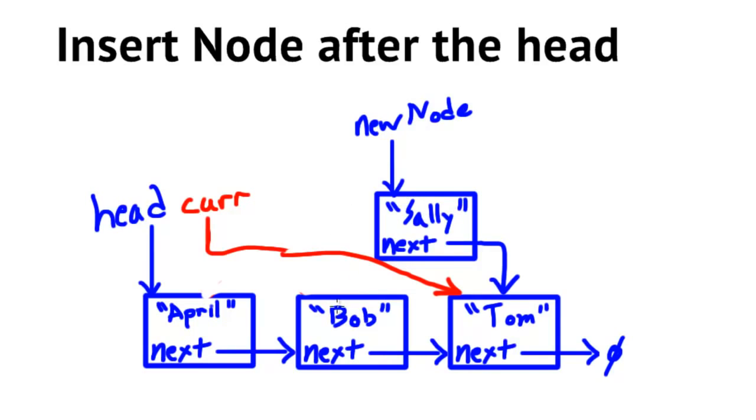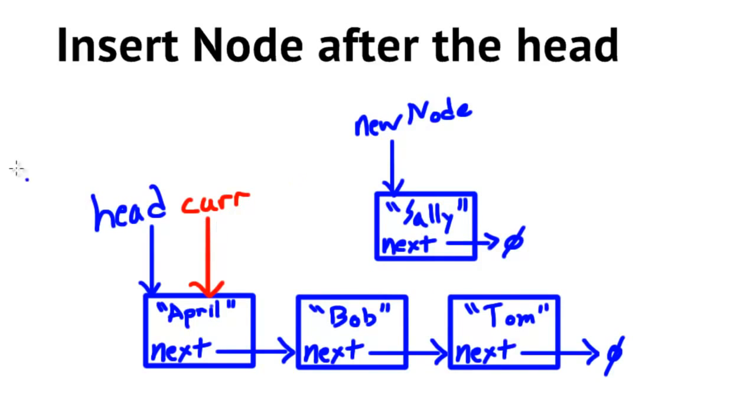We don't have a pointer here to make this next here point to the new node. So that's a problem. What we're going to have to do is introduce another pointer, and we'll call this our trailing pointer, or our previous pointer. It's going to simply point to the previous node, or the trailing node, the node that current was previously pointing at.